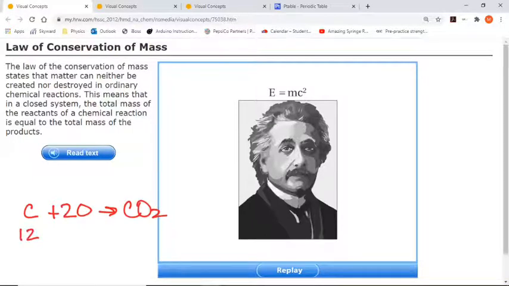So the mass of carbon was 12. The mass of oxygen was 16, but since we have 2 of those, 2 times 16 is 32. Based on the law of conservation of mass, it doesn't matter what mass unit you're working with, we're just going to go hypothetical grams, 12 and 32 grams of each of those, you would expect a total of 44 grams of carbon dioxide. So again, we are not creating or destroying any mass along the way for this ordinary chemical reaction.